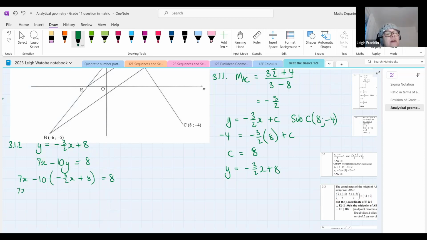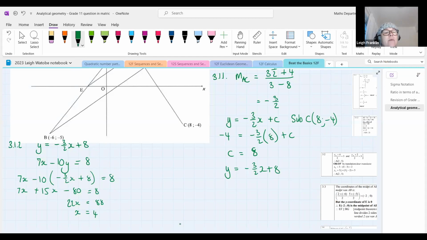Okay, so this would have given us 7x plus, that would be 30 divided by 2, so that would be 15x. And then that would be minus 10 times 8, which is 80, is equal to 8. So on the left-hand side, we would end up with 15 plus 7, so that would be 22x. And on this side over here, we'd have 88. Divide both sides by 22, and you should have got that x is equal to 4.